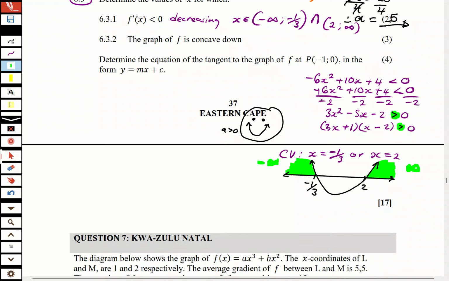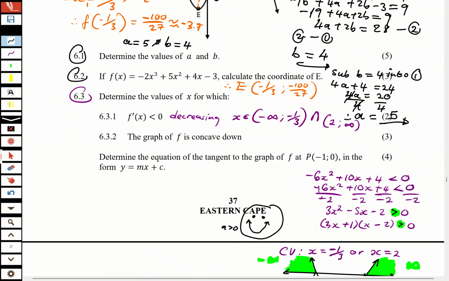So it means that we can conclude and say what now? We can say x is an element, from negative infinity to what? To this point, or this x value, which is negative one third, and then or union from 2 to what? To positive infinity.